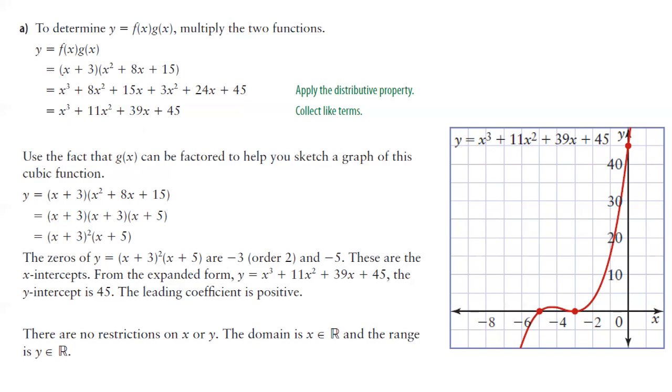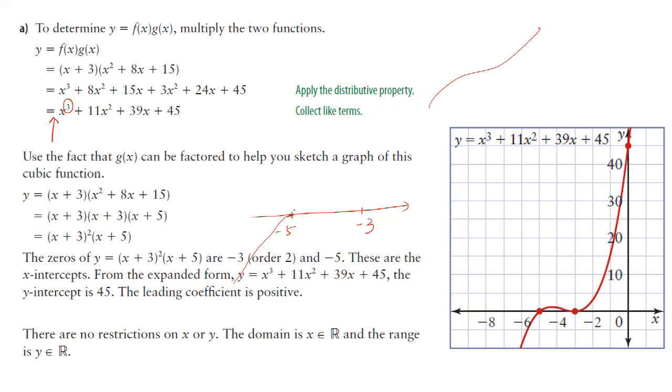So the leading coefficient is positive 1, and the highest order is 3, which is an odd number. That means this function will have a shape extending from the third quadrant to the first quadrant, right? And we know that there are two zeros, one of them is minus 5 and the other one is minus 3. This function extends all the way from the third quadrant.